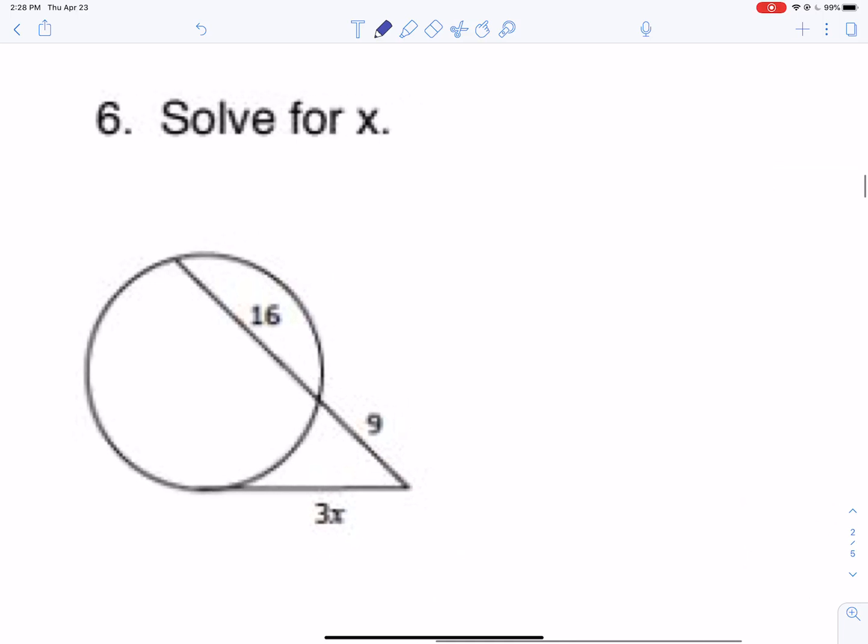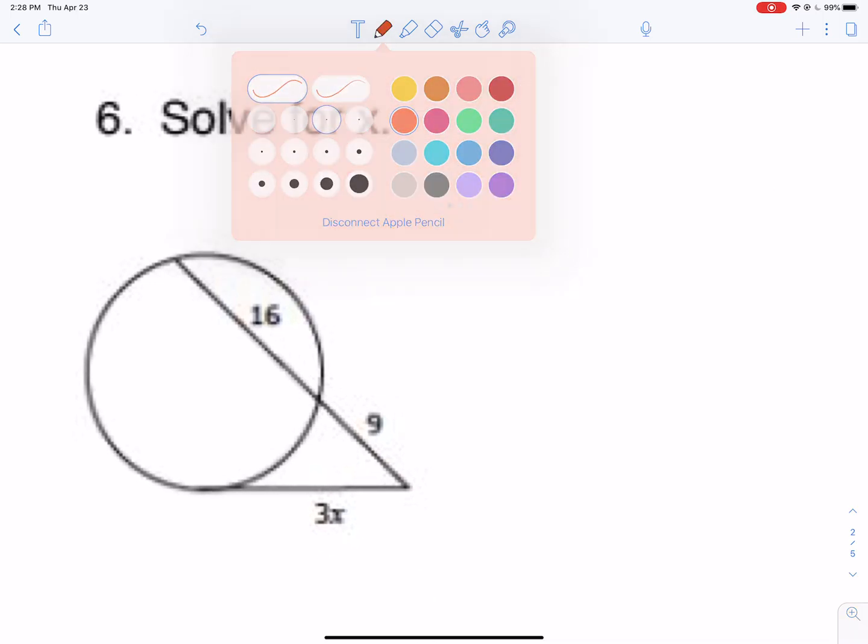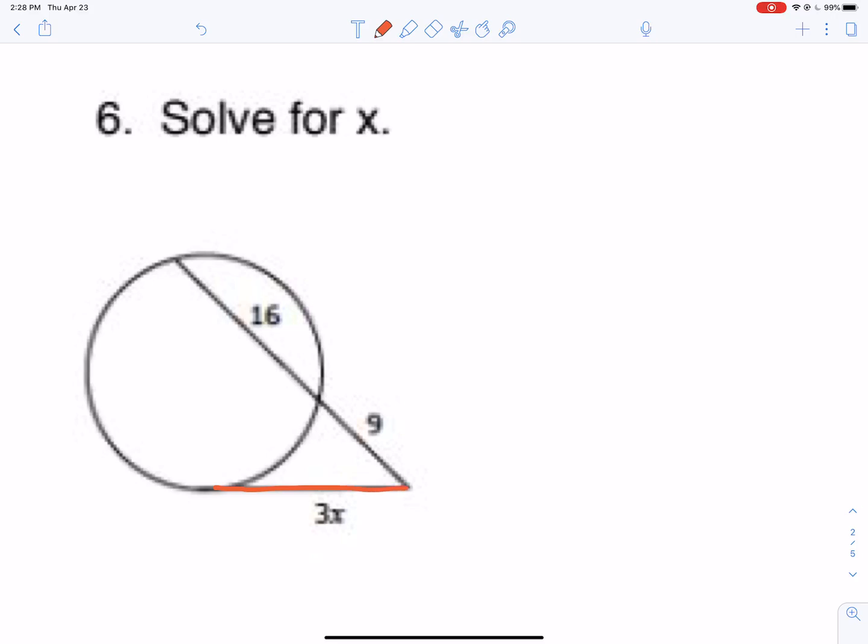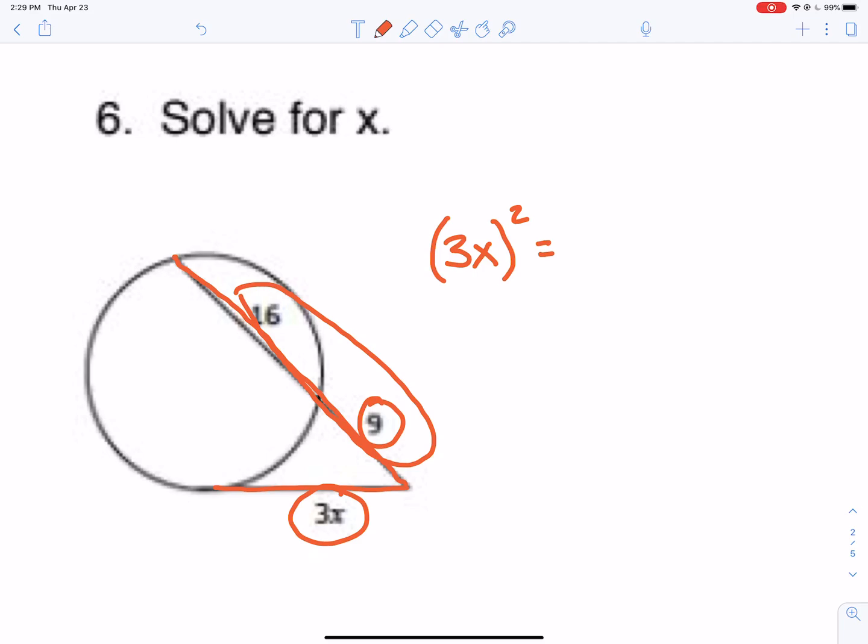Number 6 says solve for x. And again, we have a tangent, this little piece out here, and a secant. And they intersect outside the circle. So take that tangent piece that's by itself and square the 3x. And then set it equal to the outside times the sum of that other side. So 9 times 9 plus 16, in other words.